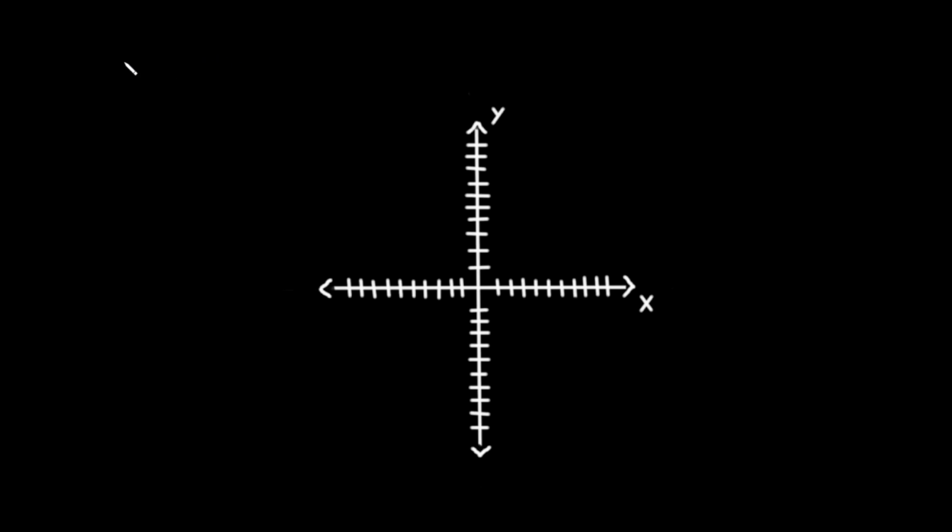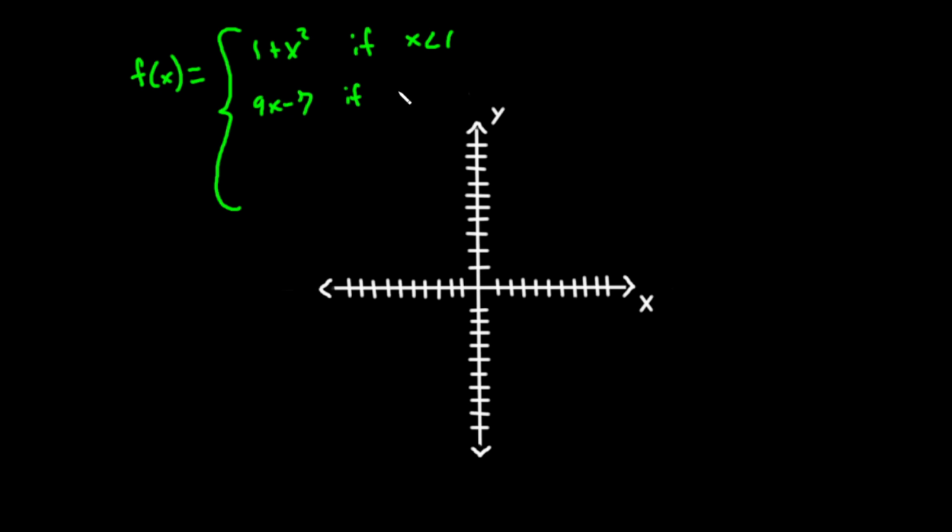All right. Anyway, we have f of x is equal to, this is going to be a little interesting. We have 1 plus x squared if x is less than 1. And then we also have 9x minus 7 if x is greater than or equal to 1. So let's save some room here. We don't need all that space.